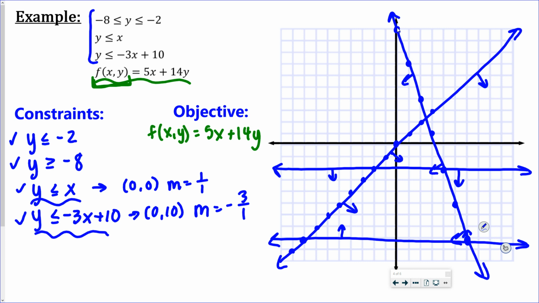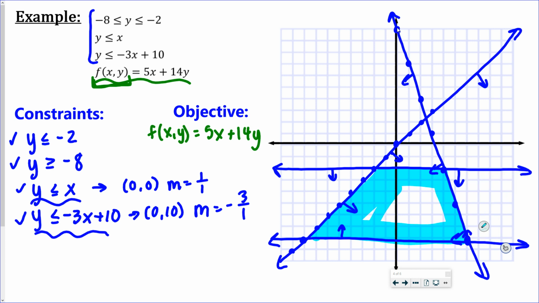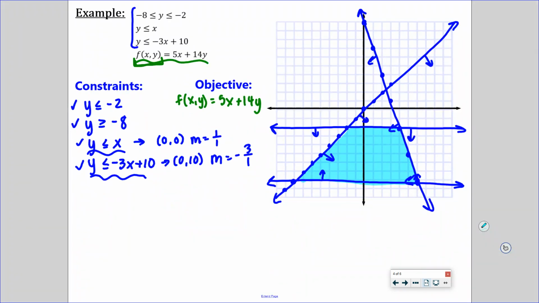So right now I have to go inside both of these lines and inside both of the horizontal lines. So my shaded region here would be this, and this is the only part you want to shade. This is what we call our feasible region, that little trapezoid piece. Okay, so right now you're like, this is what we did last lesson. Here's where the optimization comes into play.